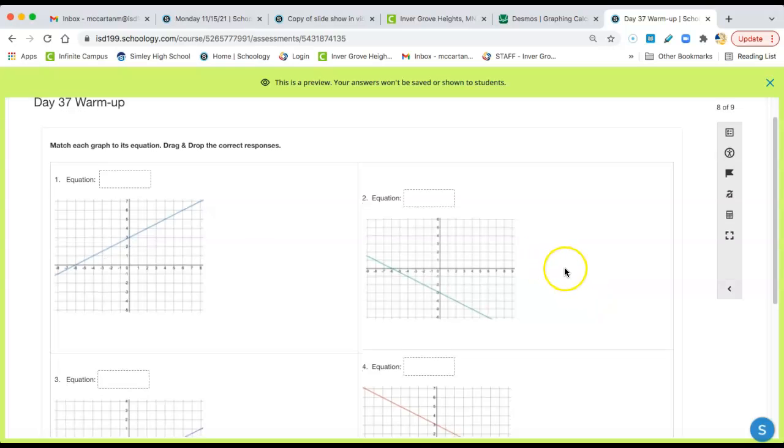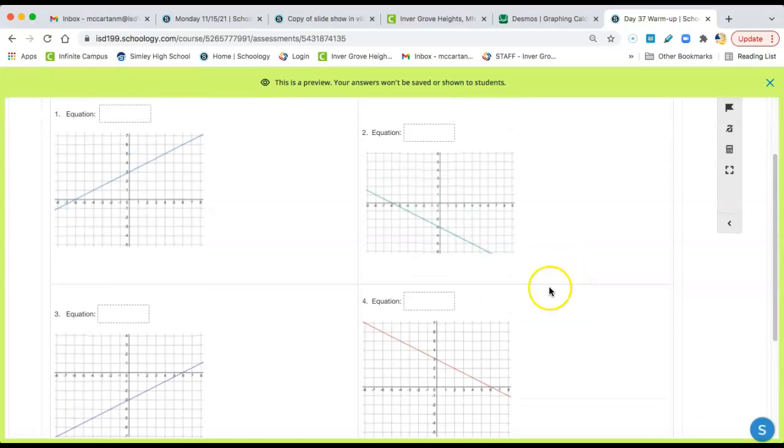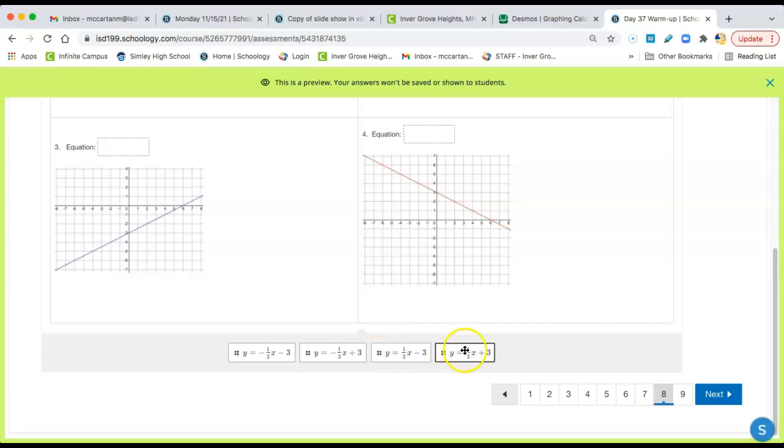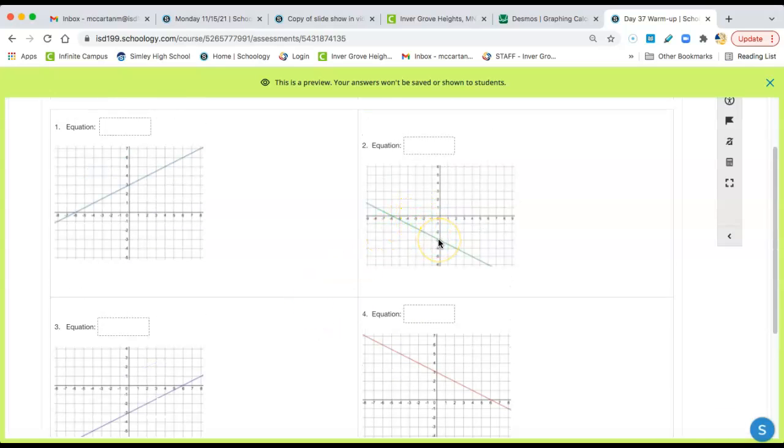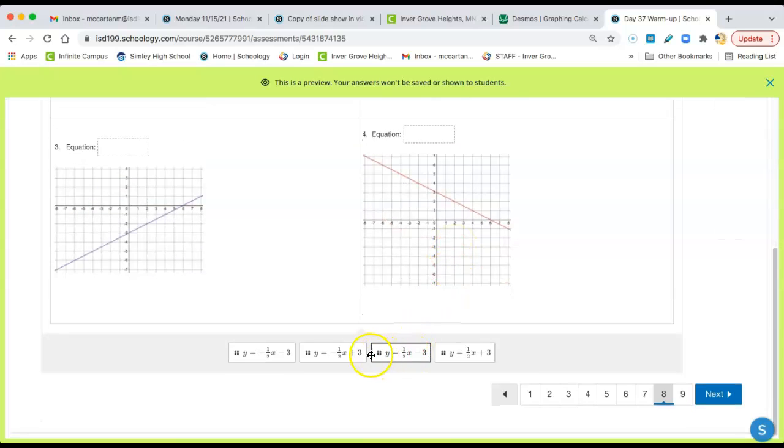Number 8. All right, 3, 3, negative 3, negative 3. So this one goes through 3 with a positive slope. So that one right there. This one goes through negative 3 and a negative slope. Negative 3, negative slope, that one right there. Now this one here goes through negative 3, but that's a positive slope. So that one right there. And this one is positive 3. The y-intercept is positive 3, but the slope is negative. And that one's right there.